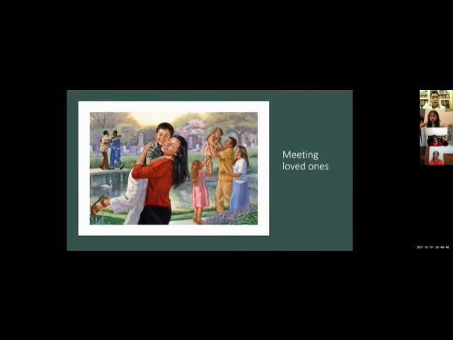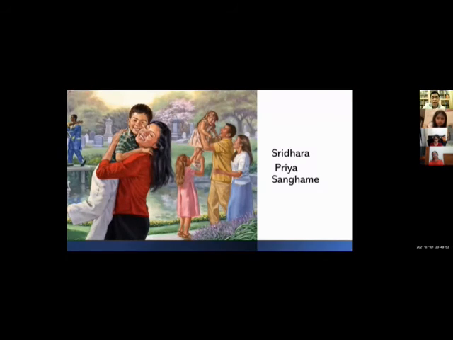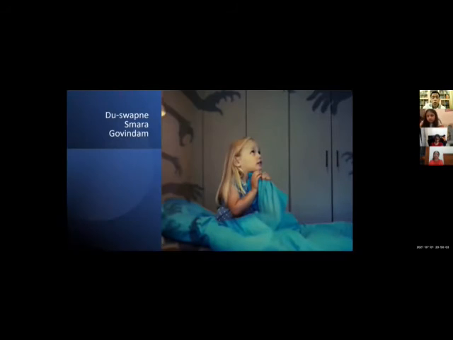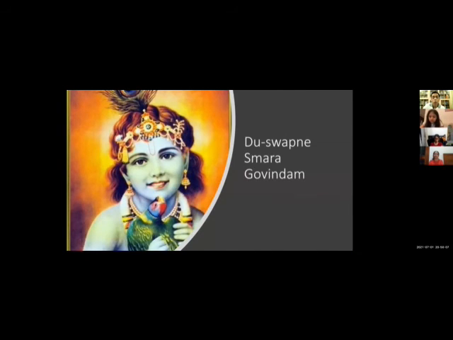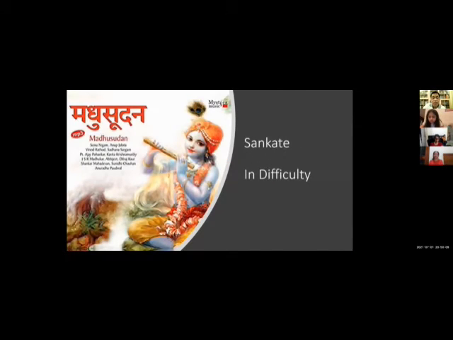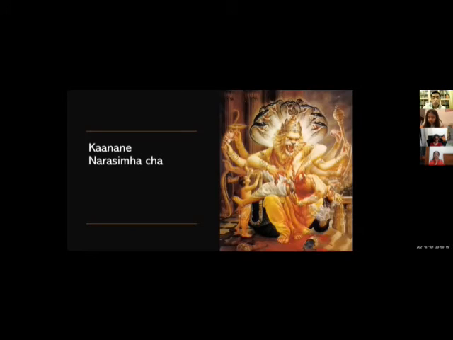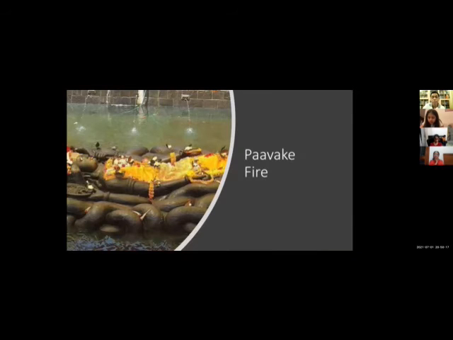When you meet somebody whom you love, you remember Vishnu's name is Sridhara. So whenever this association comes, when you are happy to meet somebody, remember Sridhara. You don't want bad dreams, no? So at that time, whom do you pray? Govinda. When you don't want any bad dreams, remember Govinda. During difficulty, whom do you remember? Madhusudana. In forest, wherever you are going through forests, remember Narasimha.